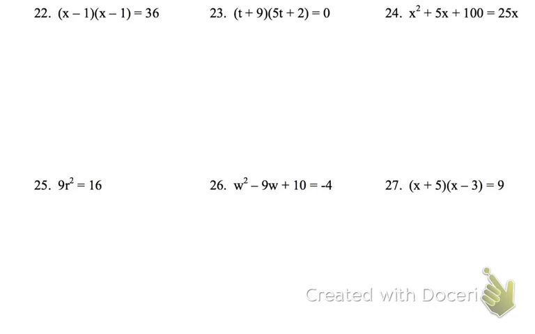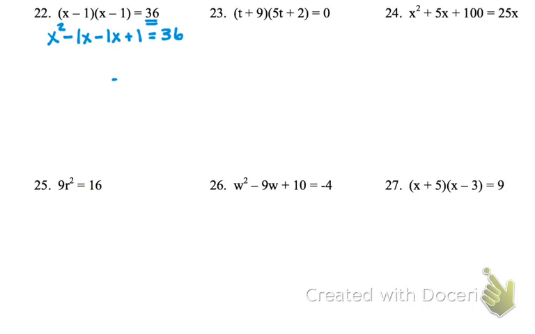So I can subtract 36 right away, or I'm actually going to FOIL on the left side first, because in order to use the zero product property, I have to have the left side factored but the right side equal to 0. So I'm going to FOIL out that left side because of that 36 on the right.